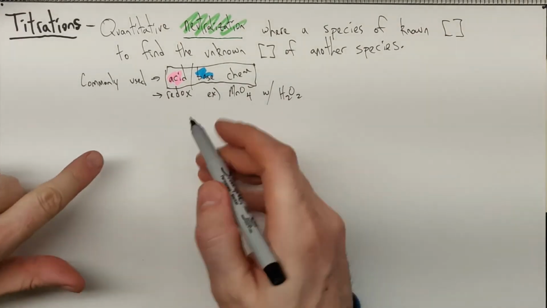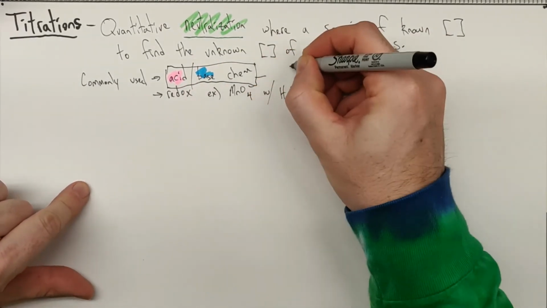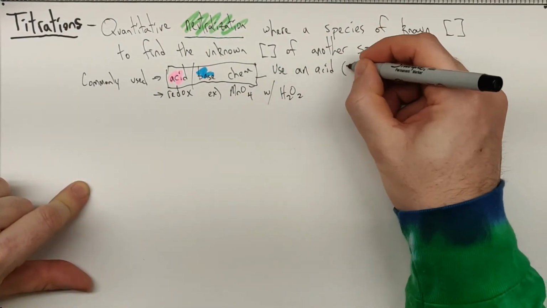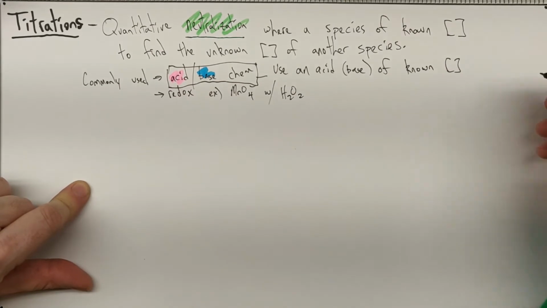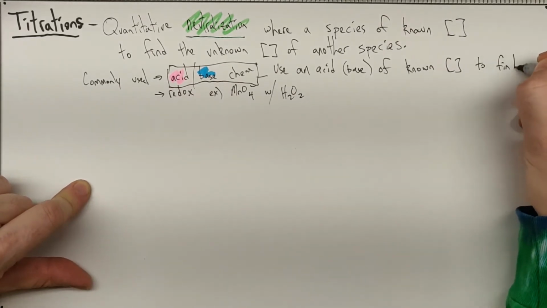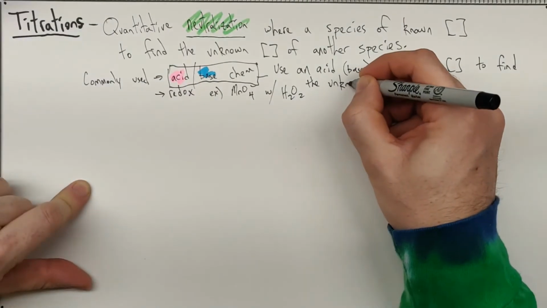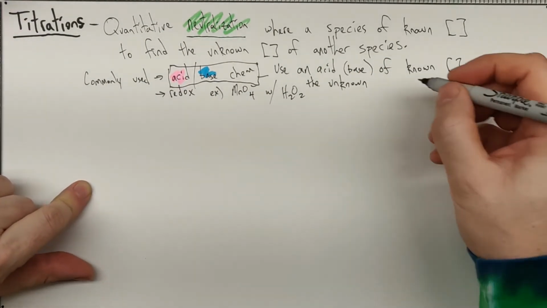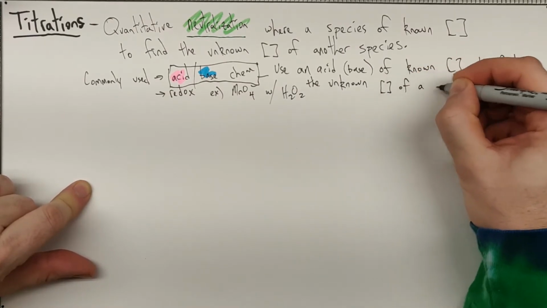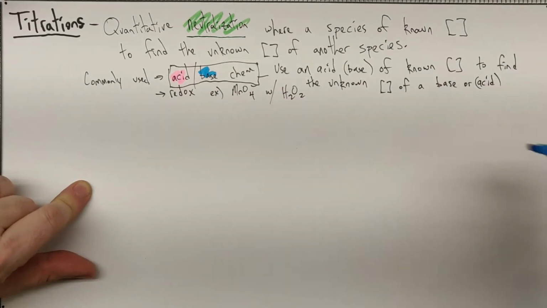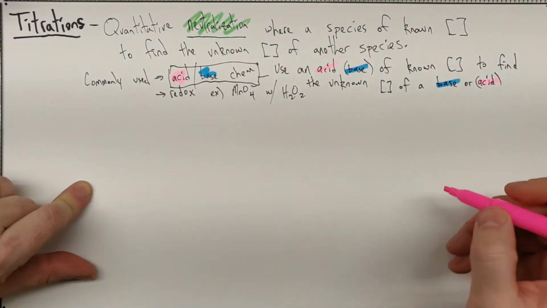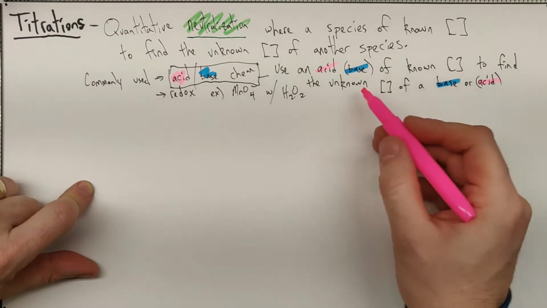So the way this works is, for this acid-base chemistry, you can use an acid or base of known concentration to find the unknown concentration of a base or acid, and the order reverses on this. All right, if we look real quickly: base, base, acid, acid. So you can use an acid to find out about a base, and you can use a base to find out about an acid.